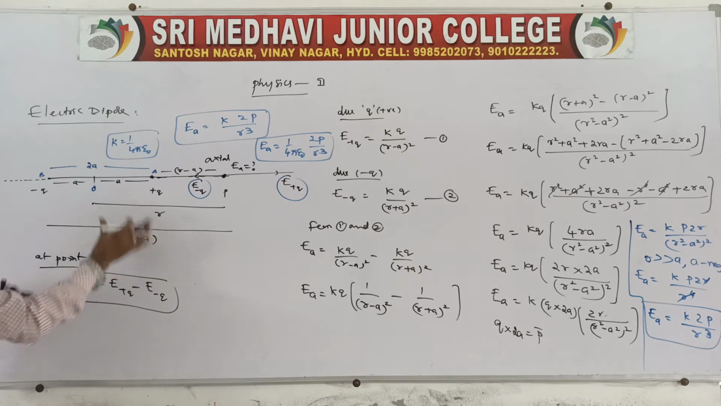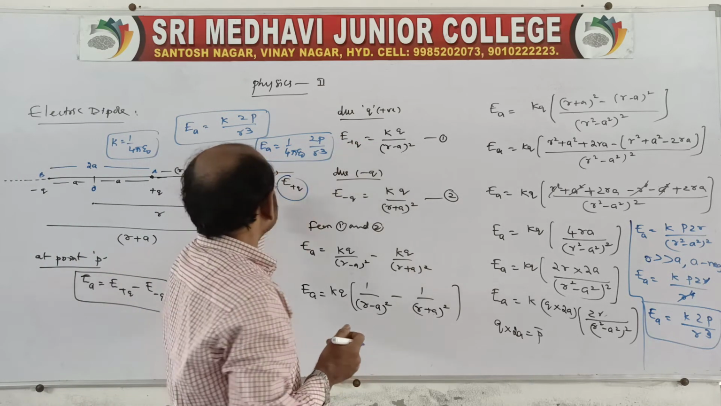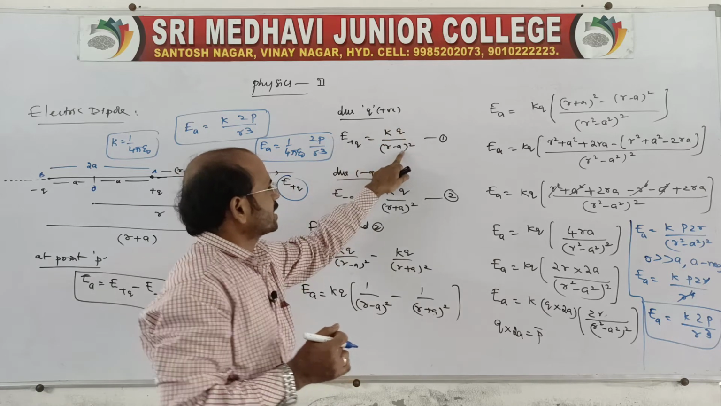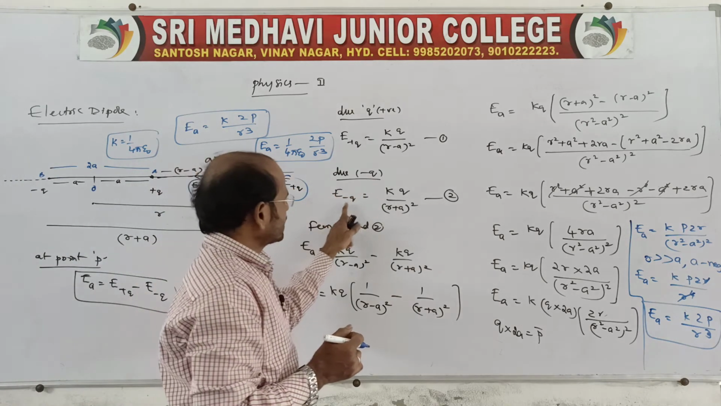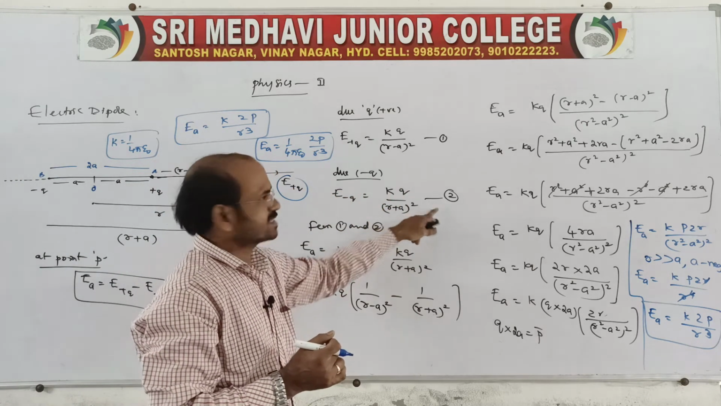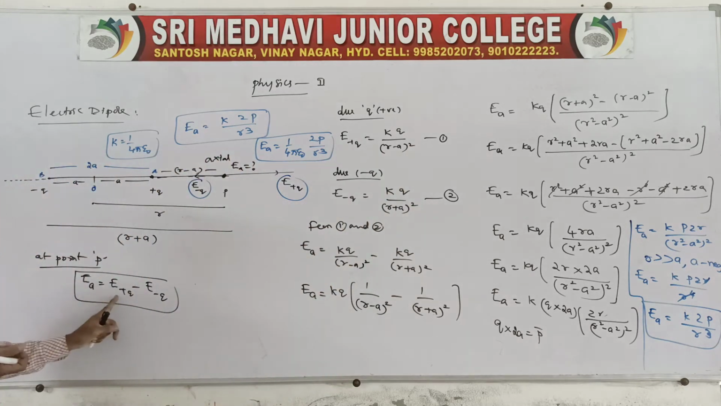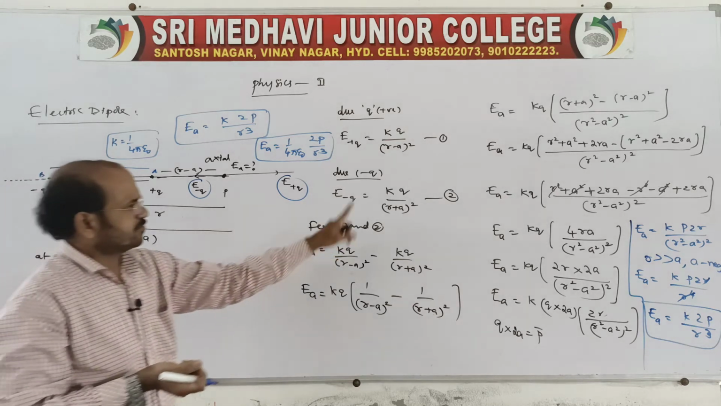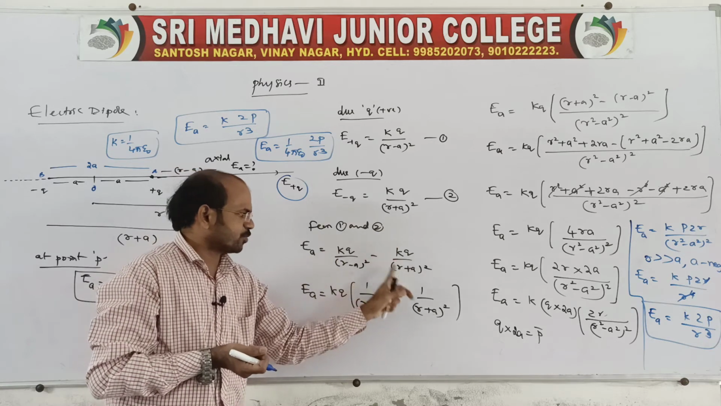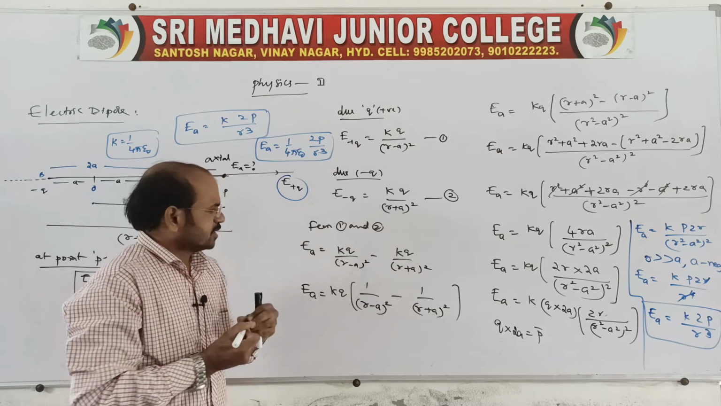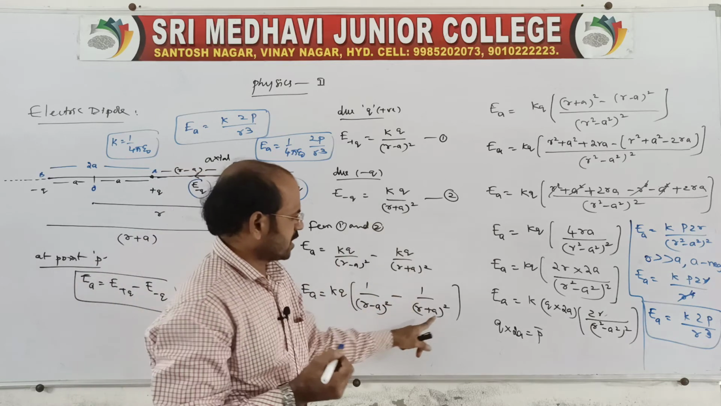So using the individual charges, due to plus q the electric field intensity at point P is kq by (r minus a) whole square, because it is at a distance of r minus a. Due to minus q, E minus q is equal to kq by (r plus a) whole square. These are equations 1 and 2. Now substitute 1 and 2 in the expression E plus q minus E minus q. So on the axial line, E is kq by (r minus a) whole square minus kq by (r plus a) whole square. Take kq common: 1 by (r minus a) whole square minus 1 by (r plus a) whole square.